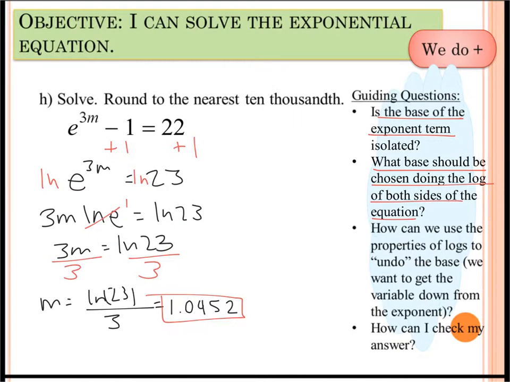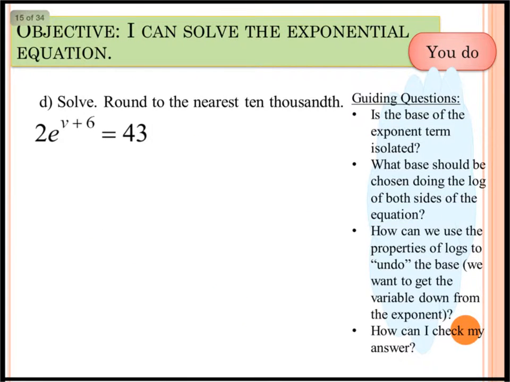And of course I'm going to do a check to make sure that I got the correct answer, especially if I'm just solving an equation and it's something that's easy to check. So in my calculator, I'm doing e to the 3 times 1.0452, and then I want to subtract 1 and hopefully get something close to 22. And I did. In my calculator, I actually got 22.0024, and of course the reason why it's not exactly 22 is because we truncated that number earlier when we rounded to 4 decimal places, so that's okay.